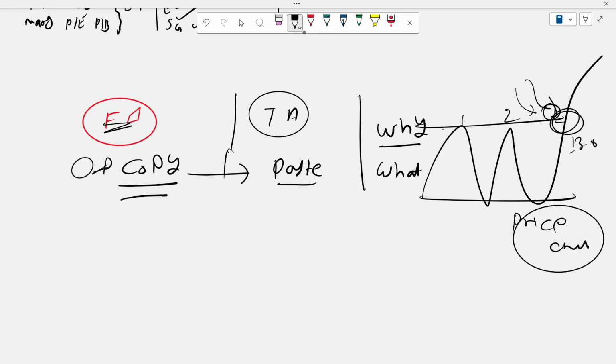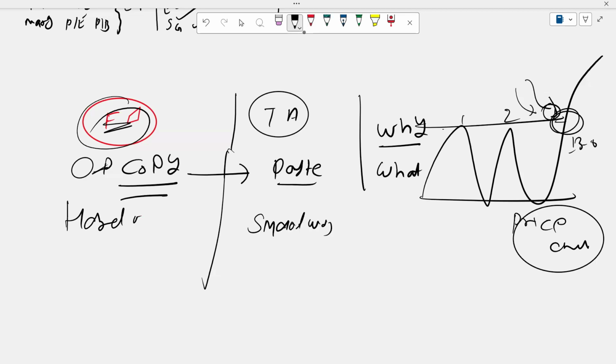So the fundamental analyst will do all the hard work. The technical analyst will do simply smart work. Whatever price action has been created by the fundamental analyst, we will just simply study the price action.